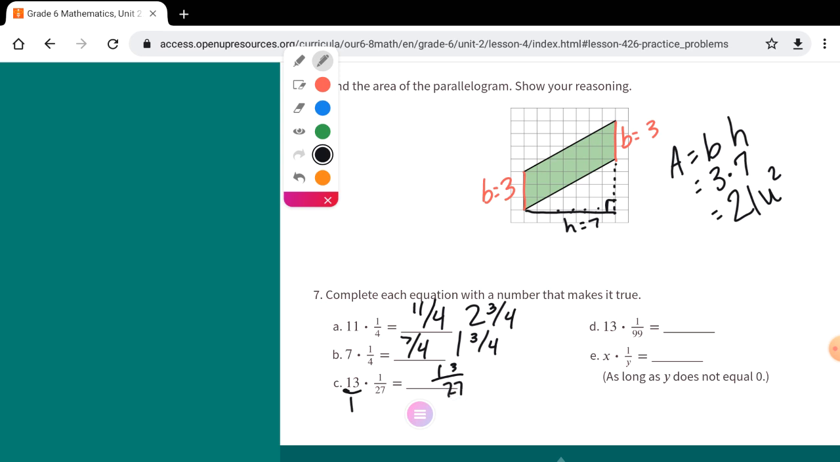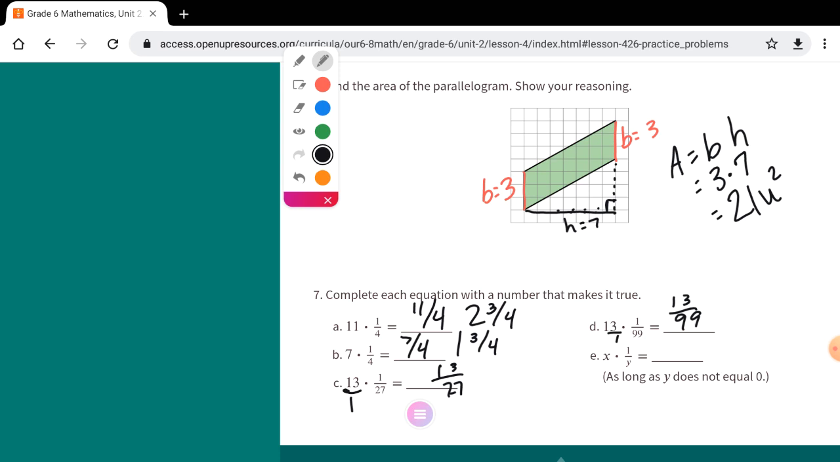Jake, what'd you get for D? I think I got it right, but 13 over 99, because 13 times 1 is 13. 1 times 99 is 99. Who thinks I got E? Tatum? Nope, you don't make up numbers. We're not magicians. We can't magically make up numbers.